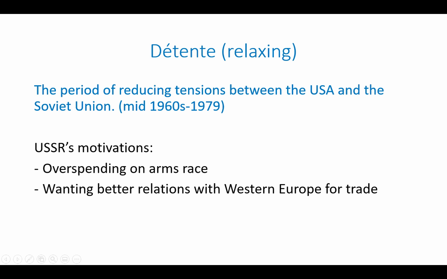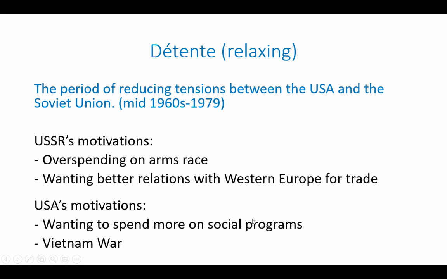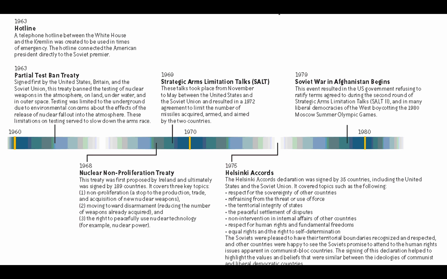So the USSR's motivation for wanting to have détente was the fact that they were overspending, spending too much money, and they wanted better relations with the West so that they could do business with them. Well, the Americans also wanted détente because they wanted to spend more on social programs, and they had spent so much money on the Vietnam War.